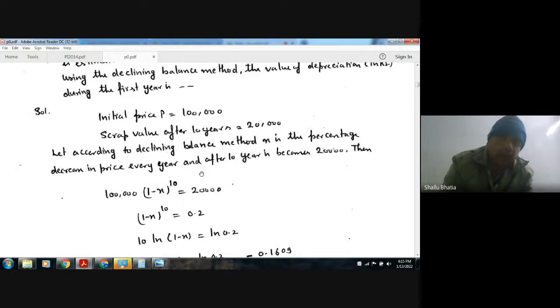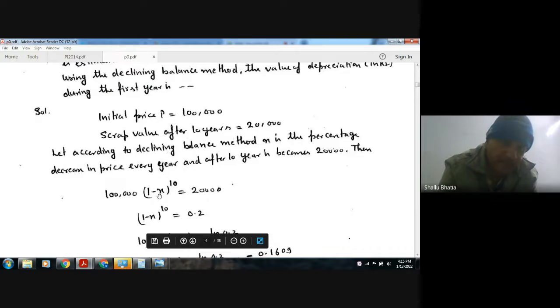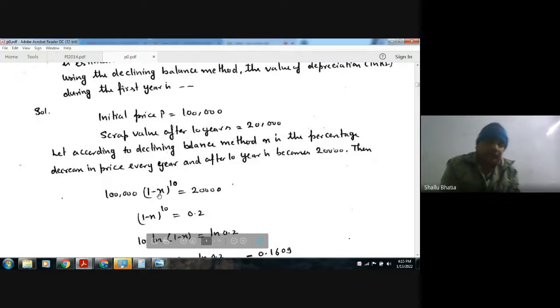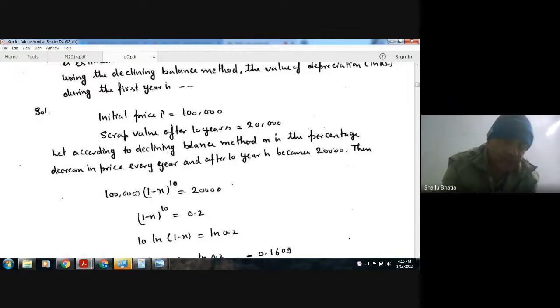Okay, so according to the declining balance method, let X be the percentage decrease in the price every year. Okay, so this is the method, and after 10 years it will become your scrap value. Scrap value is 20,000. So X is the percentage decrease in the amount of the initial price. So after 10 years, it will be (1 minus X) to the power 10. Okay, so it will be this scrap value. So from this we can find out X.